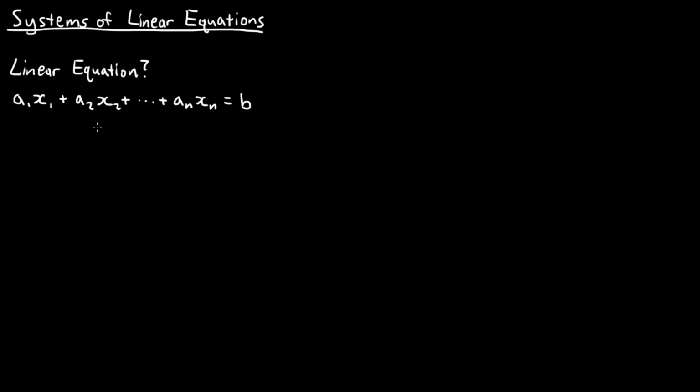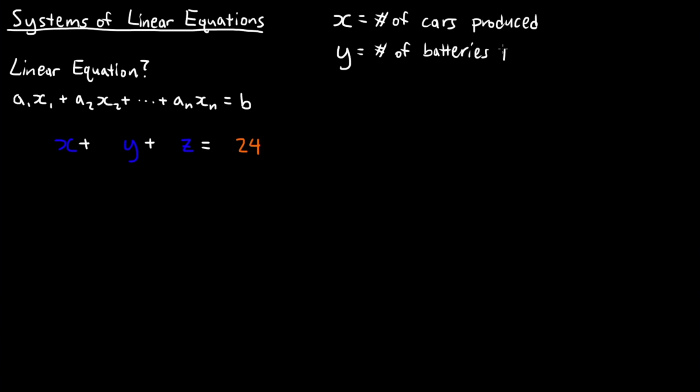Let's take a look at a very basic example. Here we have x plus y plus z is equal to 24. Now remember, our variables can be used to indicate basically anything that we want. For example, I could be running some sort of factory where x represents the number of cars produced, y represents the number of batteries produced, and z represents the number of GPUs I produced.